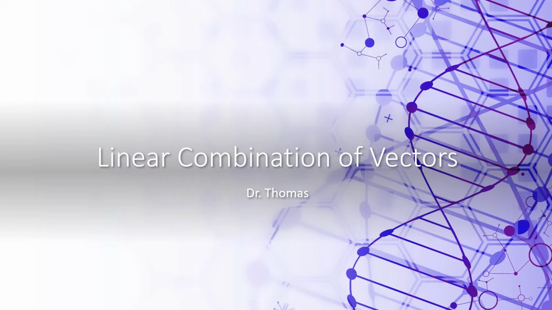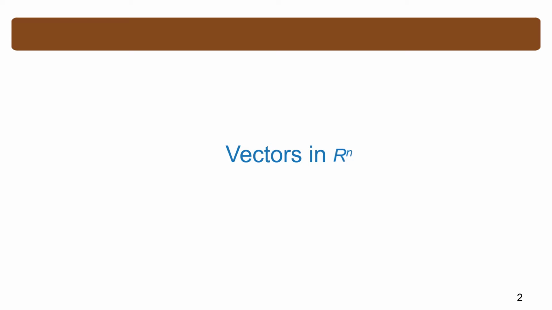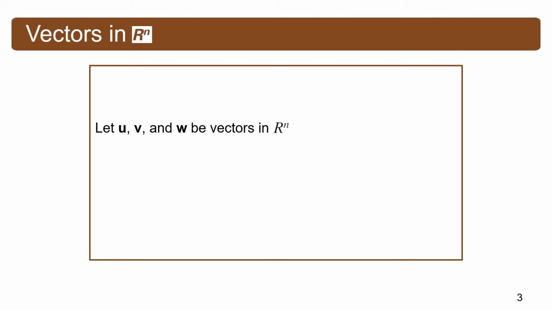In this video, I am going to explain the linear combination of vectors. Let us say we have vectors in the nth dimensional space, which is R raised to n. Let u, v, and w be vectors in R raised to n. In fact, we call them u bar, v bar, and w bar. There are three vectors in R raised to n.